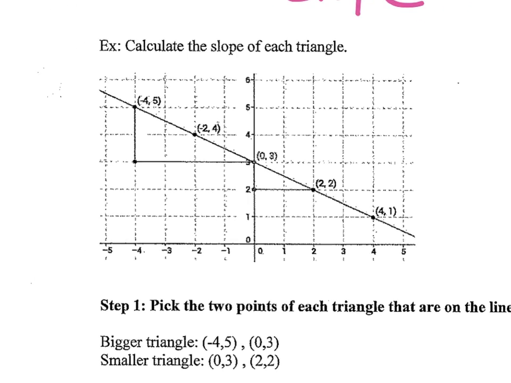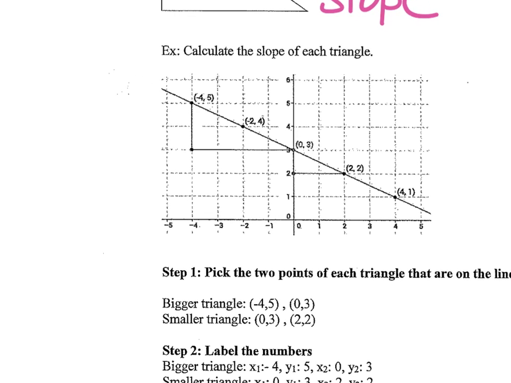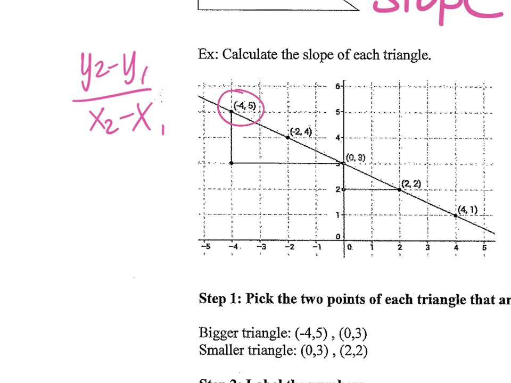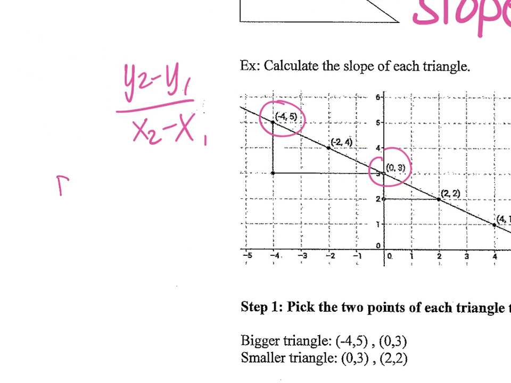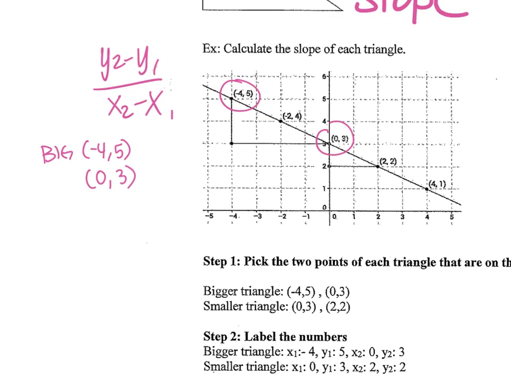On this first example, they gave us these points, and since they gave us the points, that's what I'm going to use to find my slope. I'm going to use y2 minus y1 over x2 minus x1. So on my big triangle, I can use that point and that point. So I'm going to use (-4, 5) and (0, 3). So I can find the slope of my big triangle, and I'm going to find the slope of the small one just to make sure that they're the same. Okay?